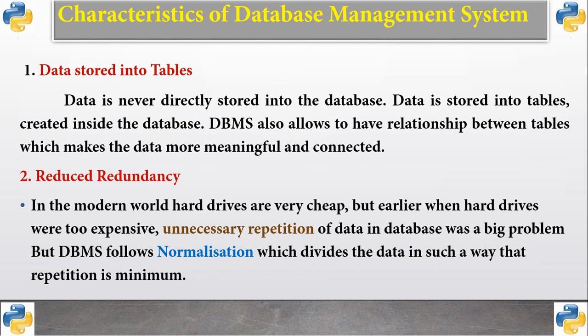In the modern world, hard drives are very cheap. But earlier, when hard drives were very expensive, unnecessary repetition of data in a database was a big problem. DBMS follows normalization, which divides the data in such a way that repetition is minimal. So redundancy is very important. To avoid storing repeated, duplicate data in the database, the DBMS uses the normalization method. It is used to minimize the redundancy here.